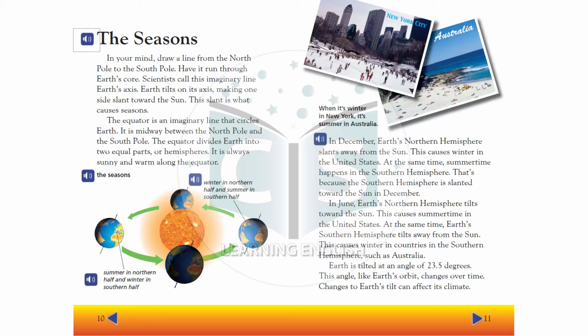The equator is an imaginary line that circles Earth. It is midway between the North Pole and the South Pole. The equator divides Earth into two equal parts, or hemispheres. It is always sunny and warm along the equator.